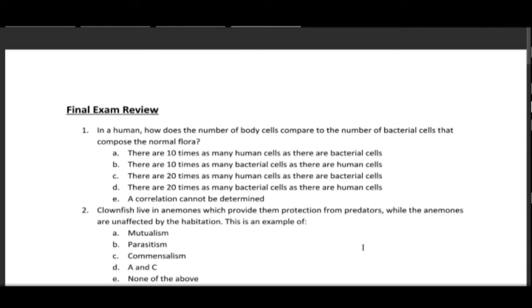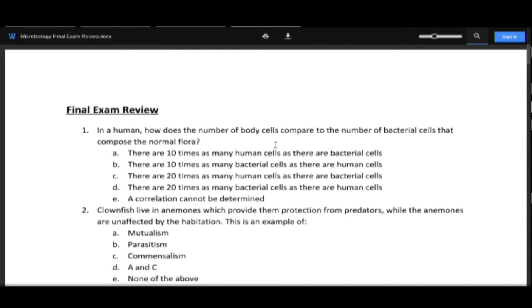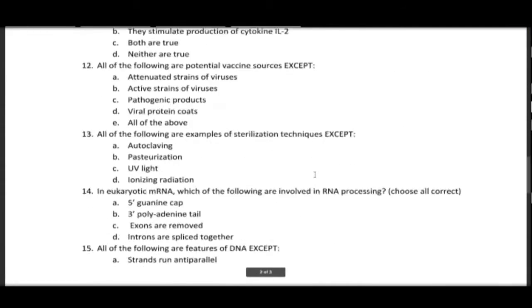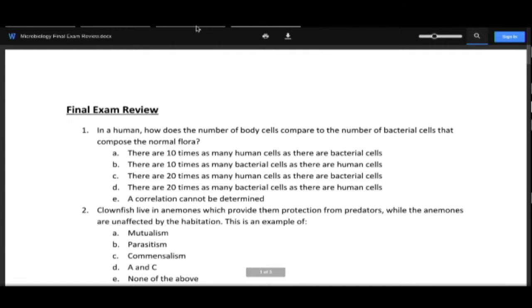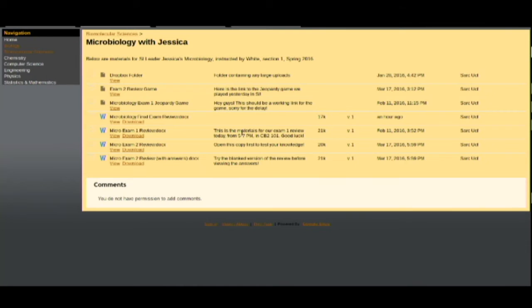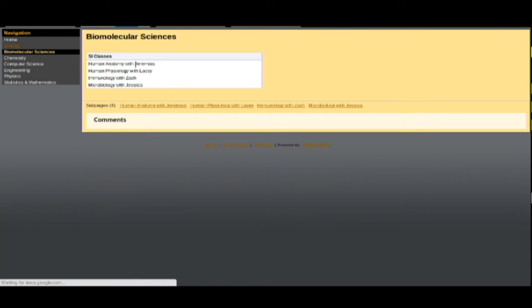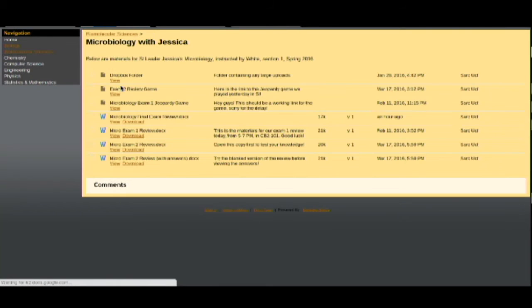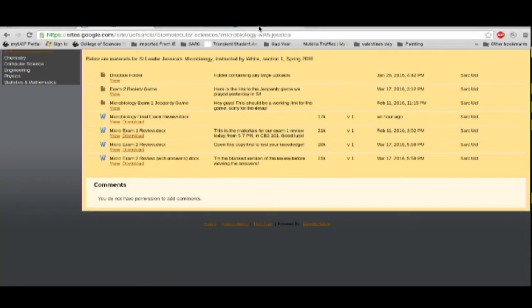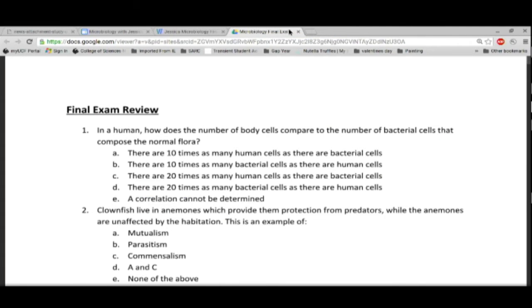Hey everyone, my name is Stephanie, so I'm going to hold this review for you guys because Jessica's out. But she left us the final review that she created. There's 21 questions. It's located at the SI Google site under Biomedical Sciences, and then if you go down to Microbiology Jessica, you'll find Microbiology Final Review Doc. So this is where you can find your own sheet, so that you don't have to copy down questions or anything like that.